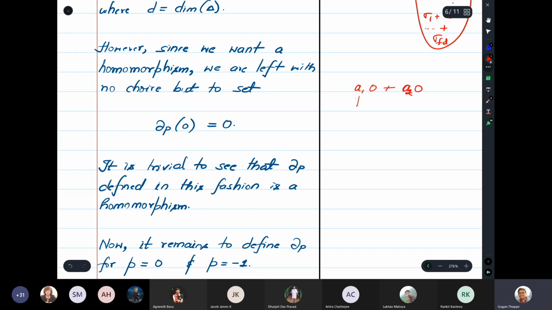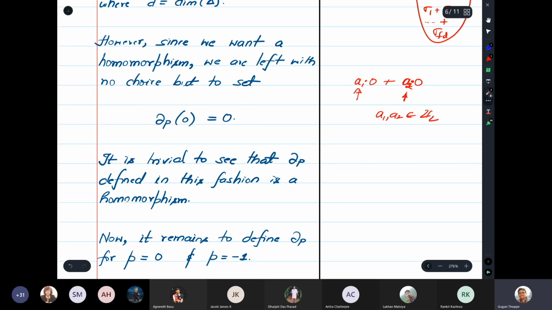But you can take these different linear combinations, which is a1 dot 0 plus a2 dot 0, where a1, a2 lie in Z2, right? So you can take this linear combination, but a1 dot 0 is 0, and this is also 0. So this will be 0 plus 0, and 0 plus 0 is 0. So Daba P of 0 will be 0 itself, right? And this one can write as Daba P of a1 dot 0 plus a2 dot 0, which is a1 dot Daba P of 0 plus a2 dot Daba P of 0, right?